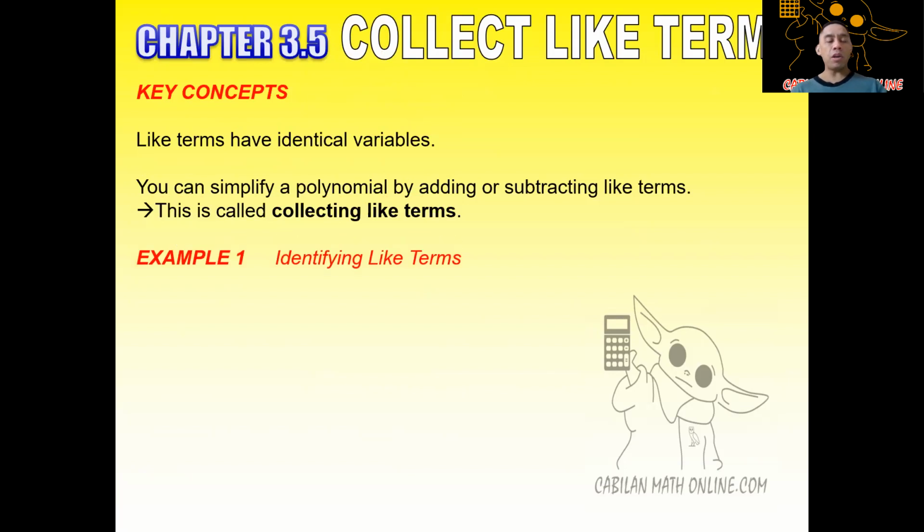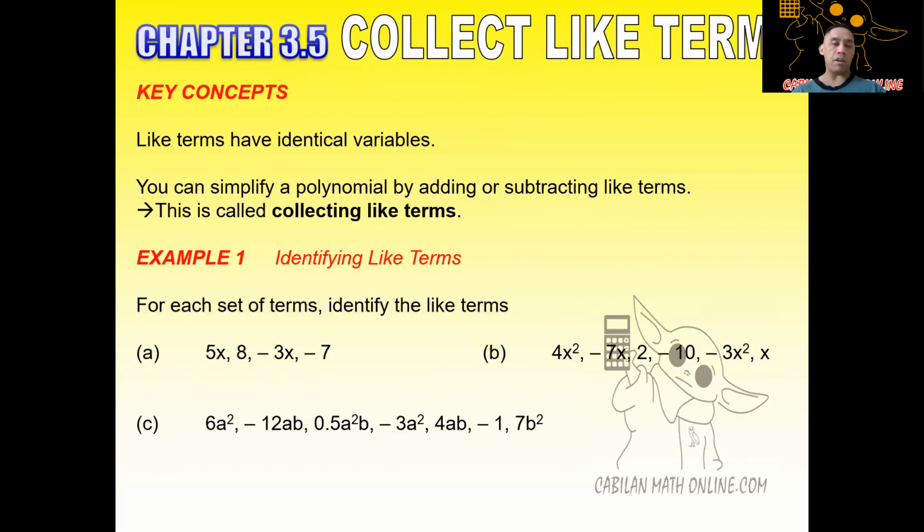So the first thing we want to do, just to warm ourselves up, is identify what are called like terms. Let's start off with an easier one here. We have 5x, 8, negative 3x, and negative 7. Now remember what a like term is: you have the same variable that also has the same exponent. Starting off with the first one, if you look at the 5x and the remaining three terms, the only like term there will be the negative 3x.